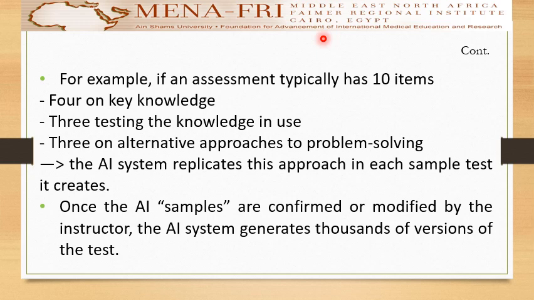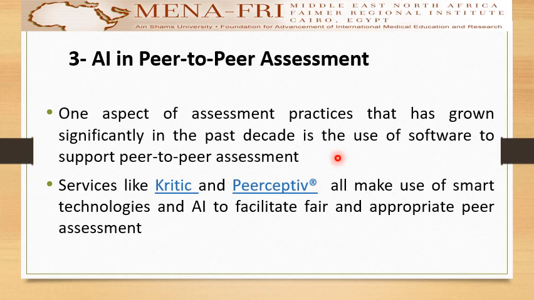For example, if an assessment typically has 10 items, 4 on key knowledge, 3 testing the knowledge in use, and 3 on alternative approaches to problem solving, the AI system replicates this approach in each sample test it creates. Once the AI samples are confirmed or modified by the instructor, the AI system generates thousands of versions of the test.